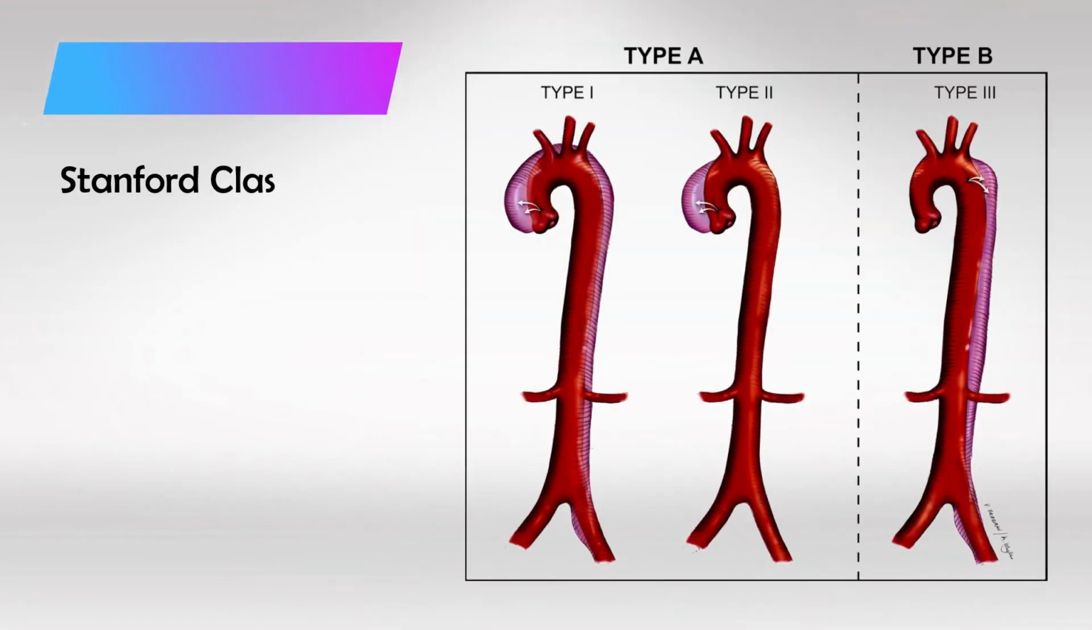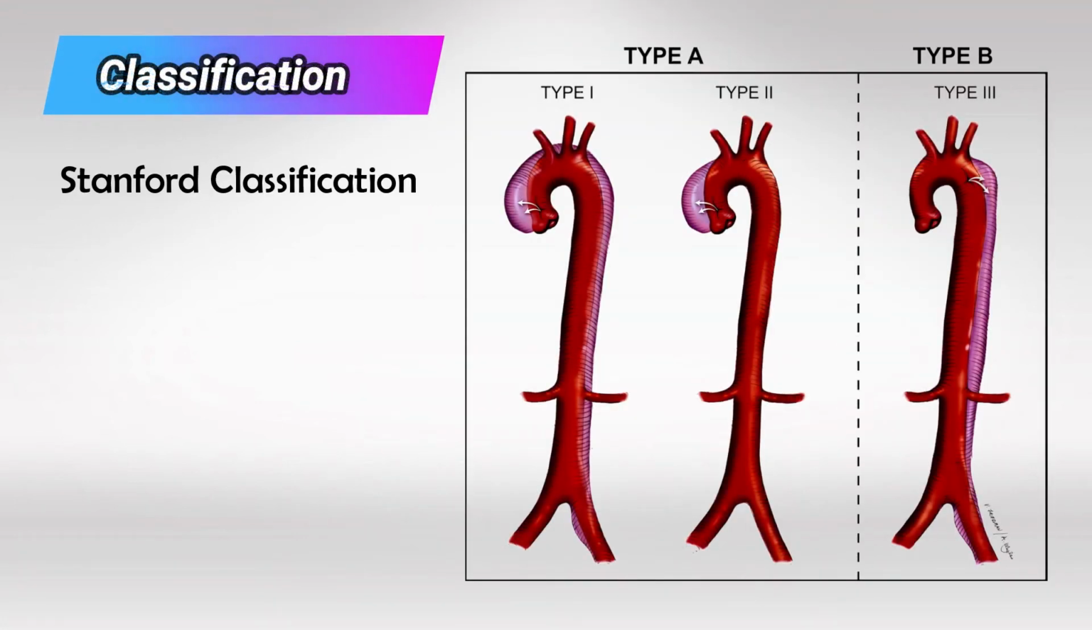We classify aortic dissection into two categories, either Stanford type A or Stanford type B. Stanford type A is aortic dissection that occurred in the ascending aorta, and Stanford type B is dissection that occurred in the descending aorta.